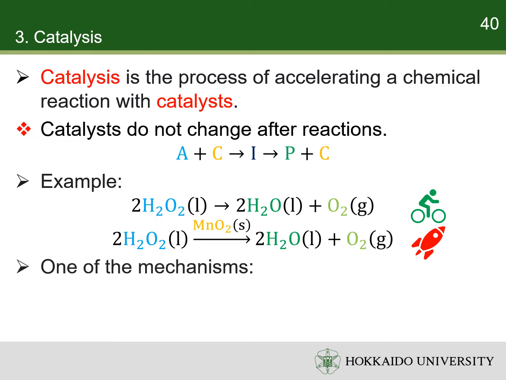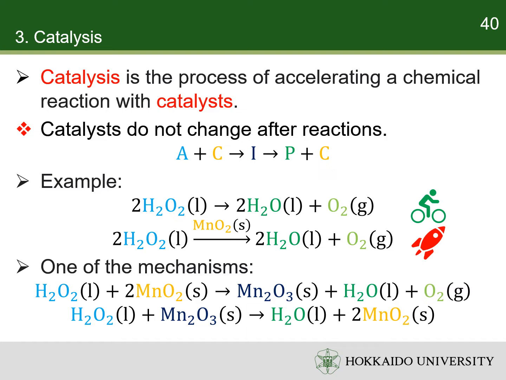One of the mechanisms of this reaction is that manganese dioxide is reduced by hydrogen peroxide to form manganese(III) oxide in the first step. Then, manganese(III) oxide is oxidized by hydrogen peroxide to form manganese dioxide.